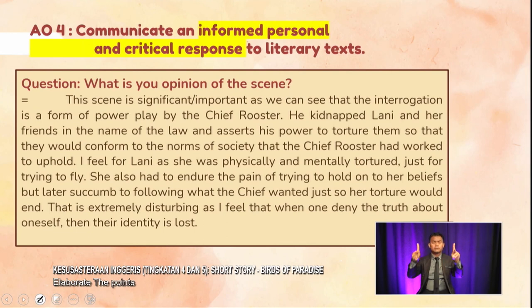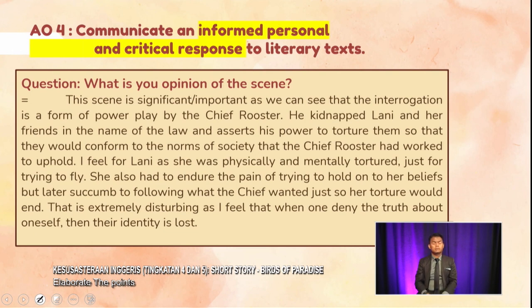So this scene is significant because we see that the interrogation is a form of power play by the chief rooster. Okay? He kidnapped Lani and his friends. Go back to the evidence. In the name of the law, he asserts his power to torture them so that they would conform to the norms of society that the chief rooster had worked hard to uphold. So, the next sentence is important.